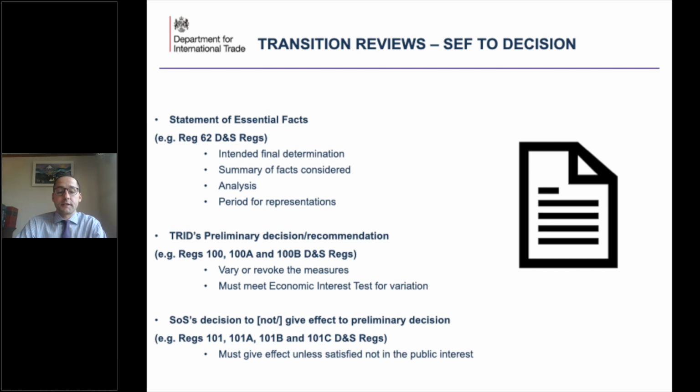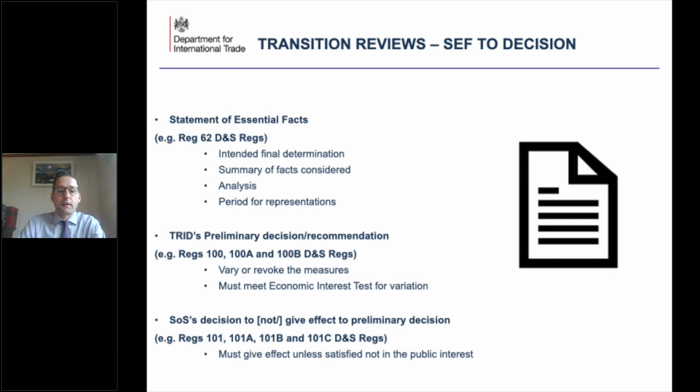So following the analysis, essentially you then come to the decision-making part of the process. Now this is a sort of three-stage process, I'd say. It flows initially from the statement of essential facts, which is an intended final determination. And the idea is to publish that and then invite further representations or responses from interested parties and contributors as part of this dialogue and collaborative process in order to essentially seek their input and try to ensure a robust and well-considered decision.